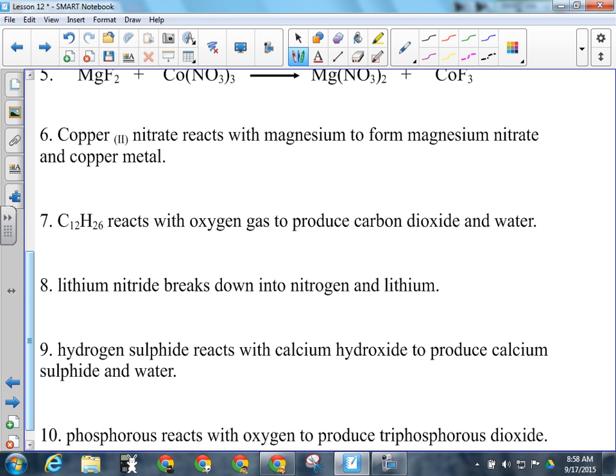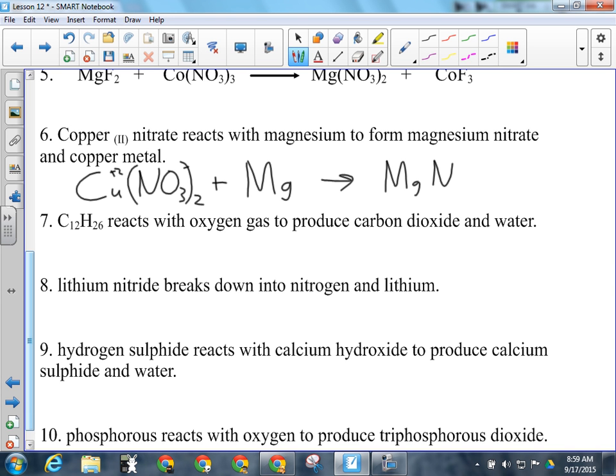All right. So copper 2 nitrate reacts with magnesium. So I have to start writing that out. Copper 2 nitrate: Cu 2+, NO3 is -1. So I drop and swap, and I'm going to need brackets here. The 2. It's going to react with magnesium, so that's just Mg all by itself, not with anything, to form magnesium nitrate, so Mg with NO3.